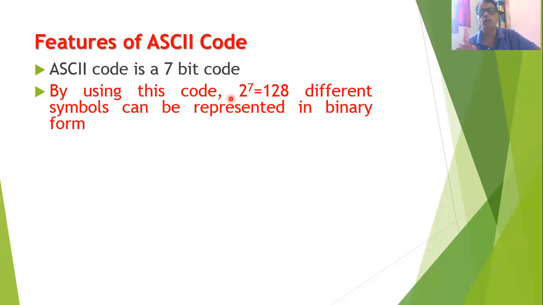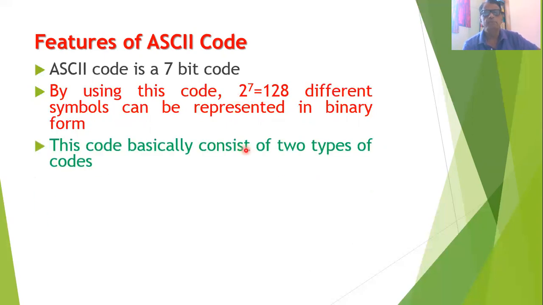Suppose you have been given only 1 bit, then by using 1 bit, you can represent 2 symbols. If you have been given 2 bits, then you can represent 4 symbols in binary form. Similarly, when you have been given 7 bits, then by using such 7 bits, we can represent 2 raised to 7, that is equal to 128 different symbols in binary form.